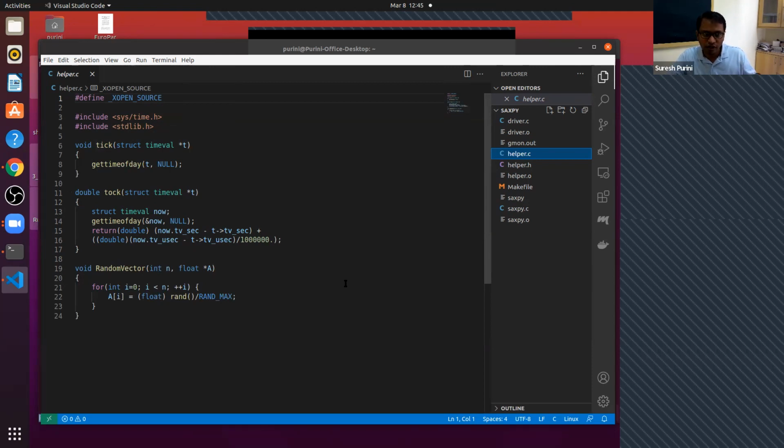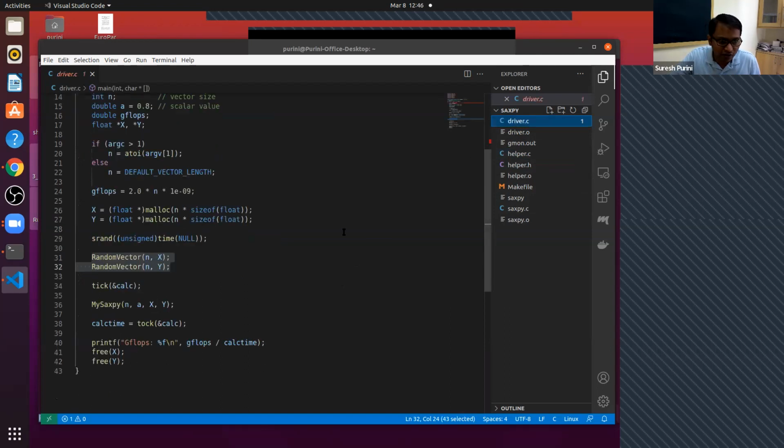In order to stop, we call the toc function, and it returns the number of seconds elapsed. So here, if you go see driver.c, this is the place where we call mySaxpy. This is the function where the first parameter is the dimension of the vector, and the second parameter is the scalar variable a, using which we scale up the vector x, and the next two parameters are x and y.